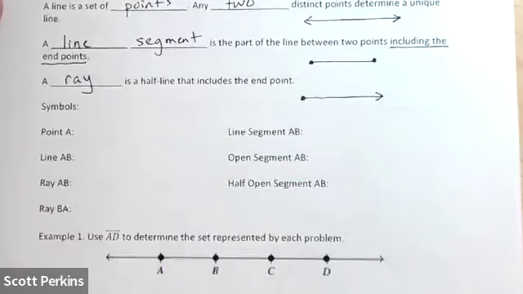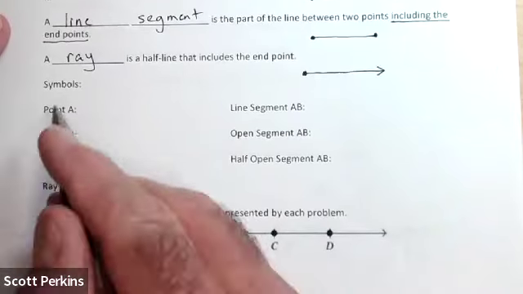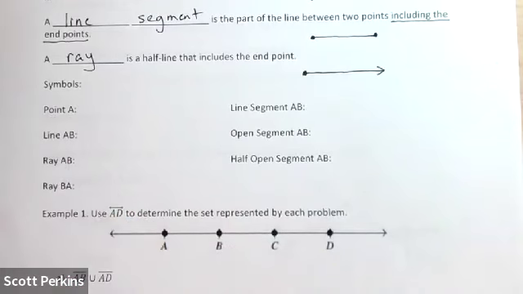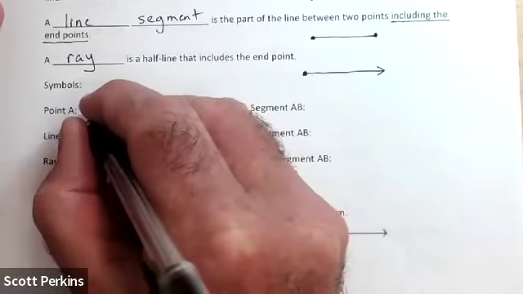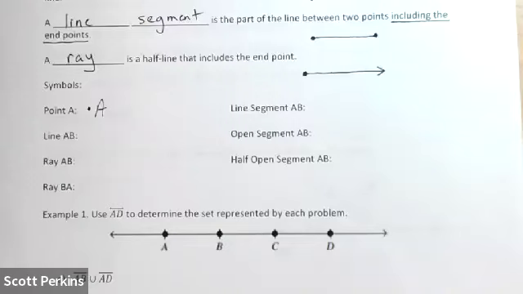Now if you want to notate these things, the symbols that we use as we communicate and use this language of geometry: if I want to say to you, I am at point A, the way that I will do it, and the way our book does it, is you put a little dot and then the letter A. That represents point A.